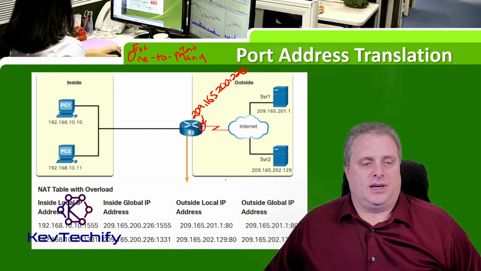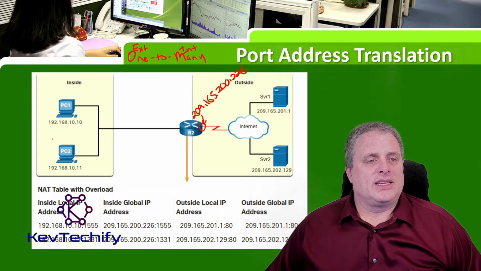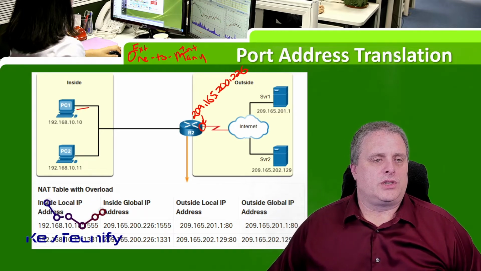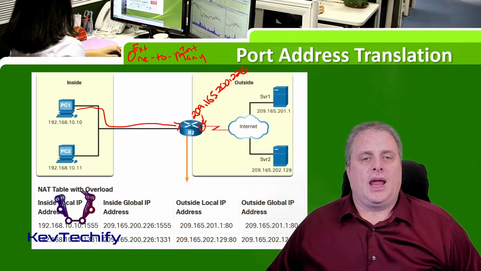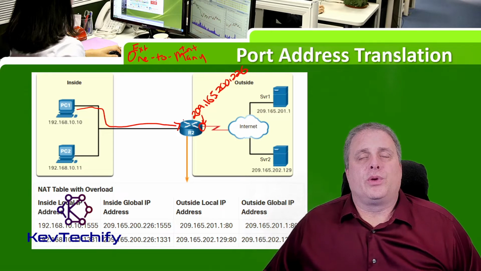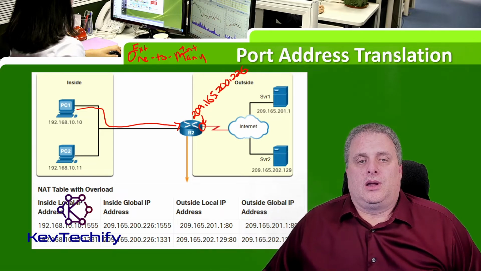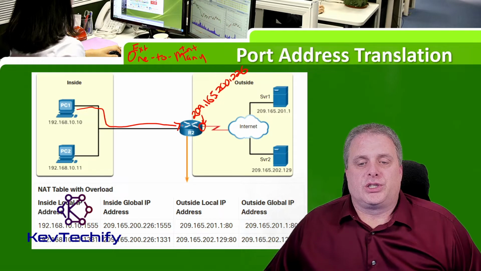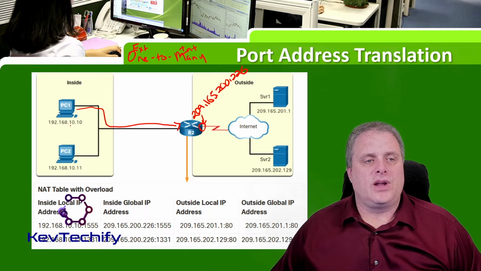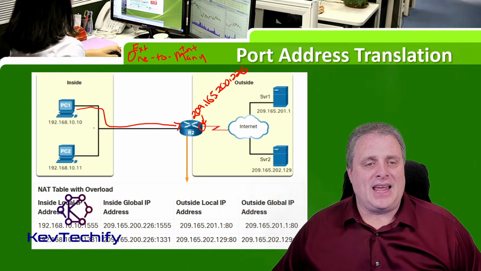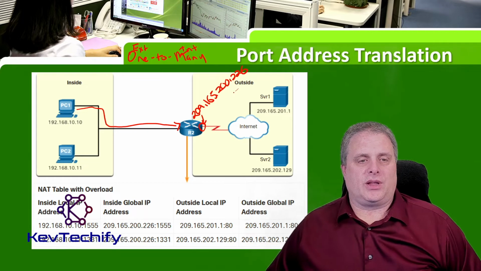And what happens here is the inside PC makes a request. It comes out to R1 here, its default gateway, and it sees, okay, PC1 is going to make a request of server 1 here. Server 1 is over here. So I'm going to translate this address from 192.168.10.10 into a publicly accessible address.